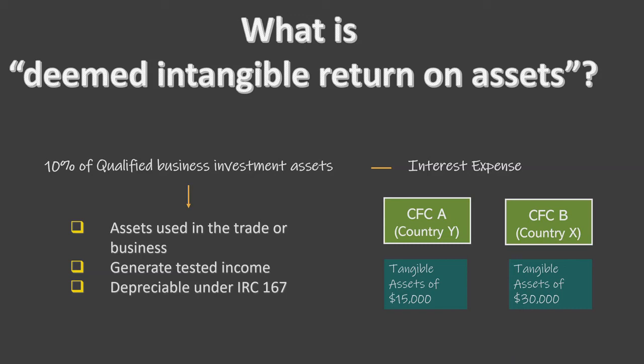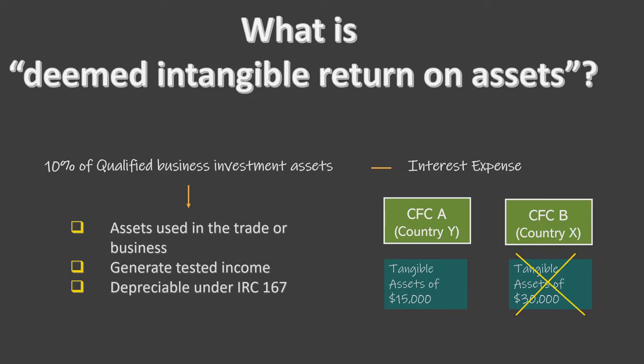In this instance, we're going to say CFC A has tangible assets of $15,000 and CFC B has tangible assets of $30,000. In both instances, all of the tangible assets here are used in the trade or business. They do generate the income and they're depreciable under IRC Section 167. So even CFC A, even though it has foreign-based company income, we're saying that these assets do not give rise to that income. Okay. Notice how the rule says generates tested income. CFC B in this instance doesn't have tested income, so we're not allowed to include the tangible assets of CFC B in our calculation.